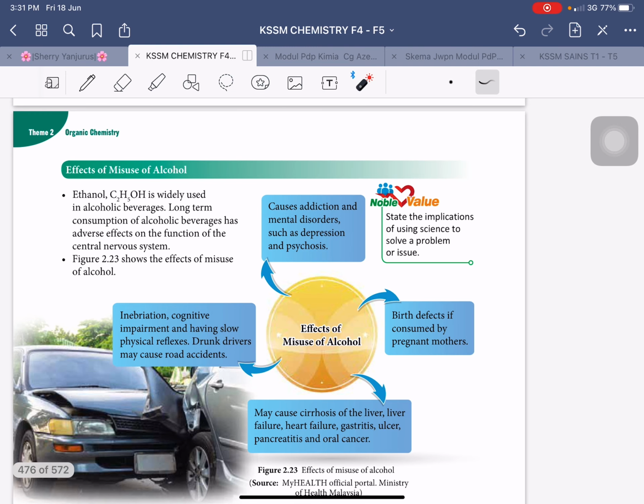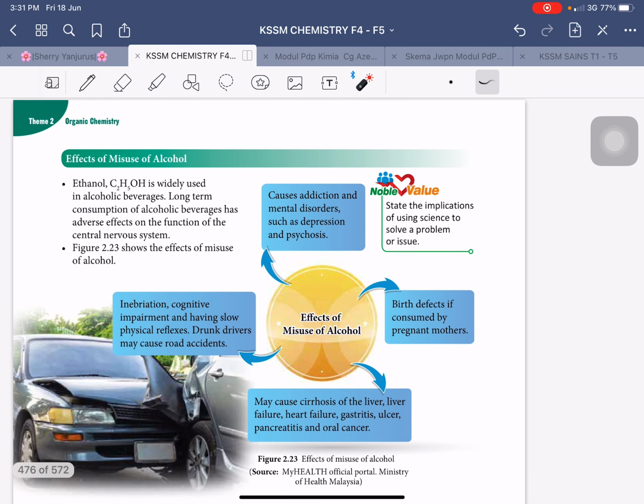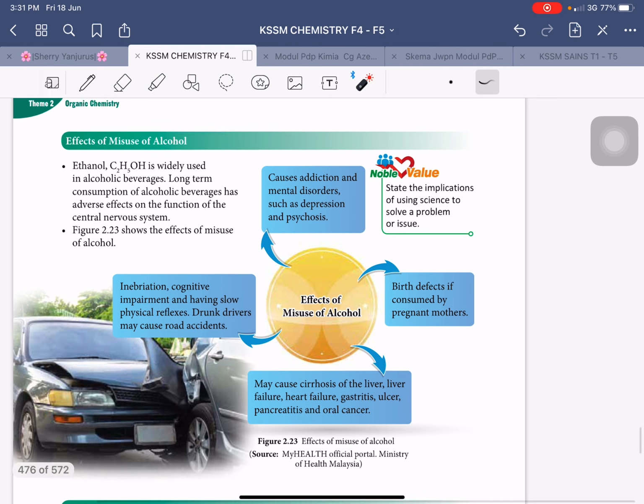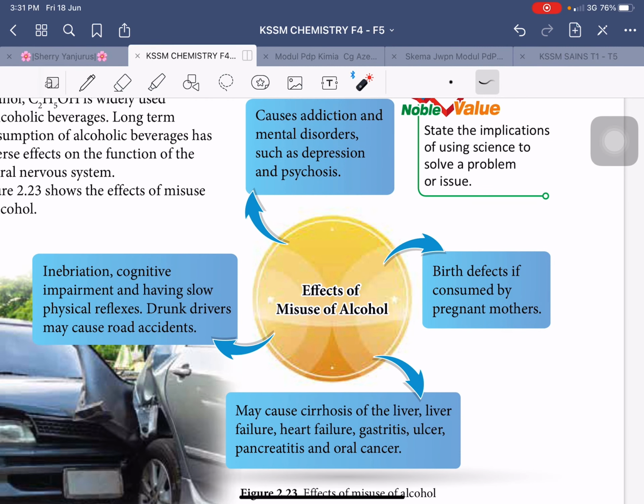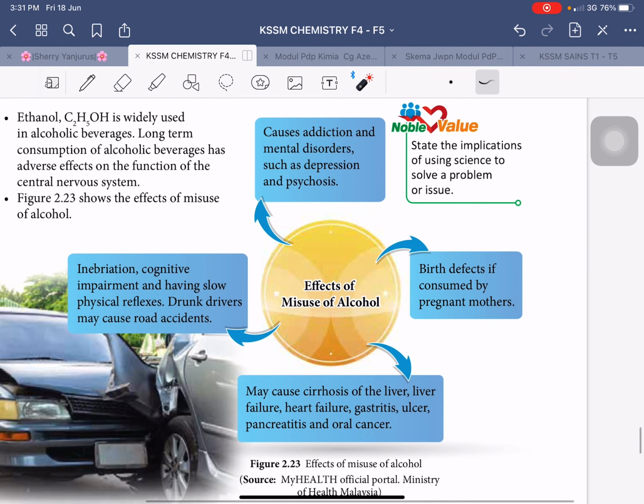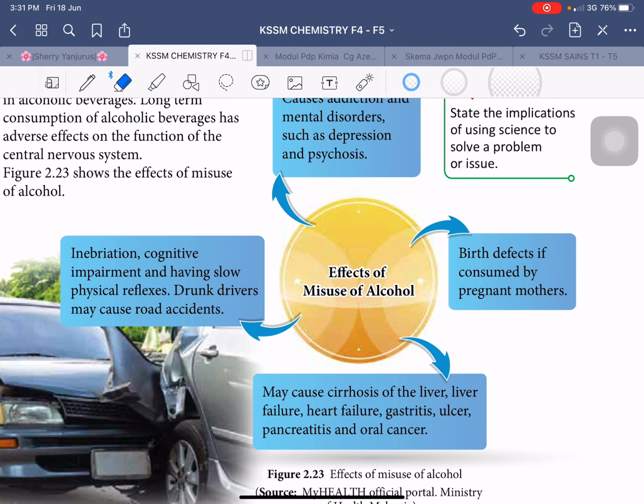Now, there are effects of misuse of alcohol actually. Effects of misuse of alcohol. Too drunk in English is inebriation. Inebriation, being drunk. So there are a few effects of misuse of alcohol. Number 1, inebriation. Cognitive impairment, meaning abnormal in terms of cognitive, which means normal thinking. And having slow physical reflex, slow response.